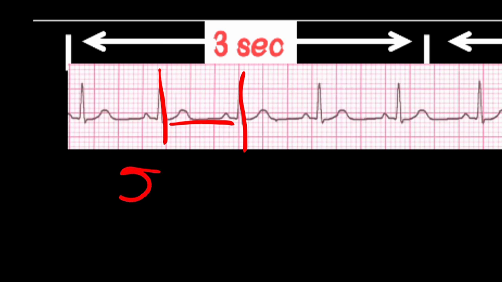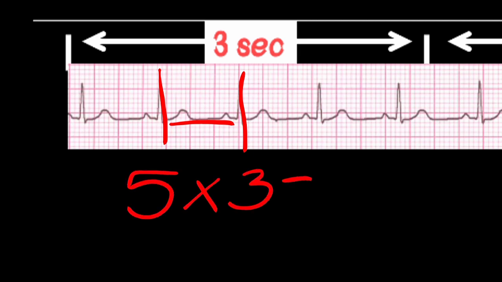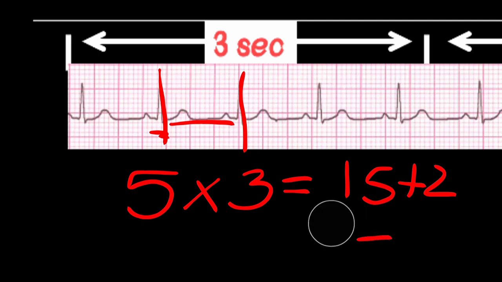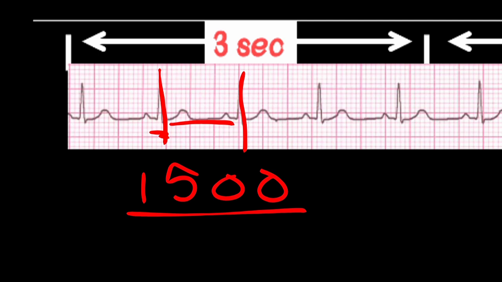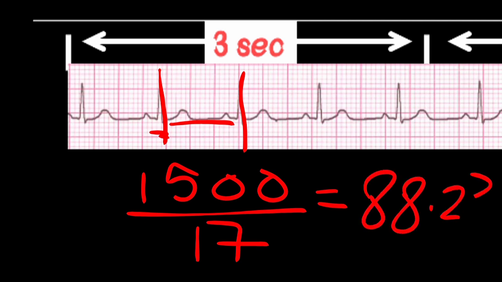So here we have the 5, and as we have 3 big boxes, 5 times 3 makes 15, and as we have two additional small boxes here, these are added in, and this makes a total of 17 small boxes. Now let's calculate the whole ratio. We have to divide 1500 by 17, and it makes 88.23. And yes, this method is considered more accurate as compared to the previous one, so you can implement this.